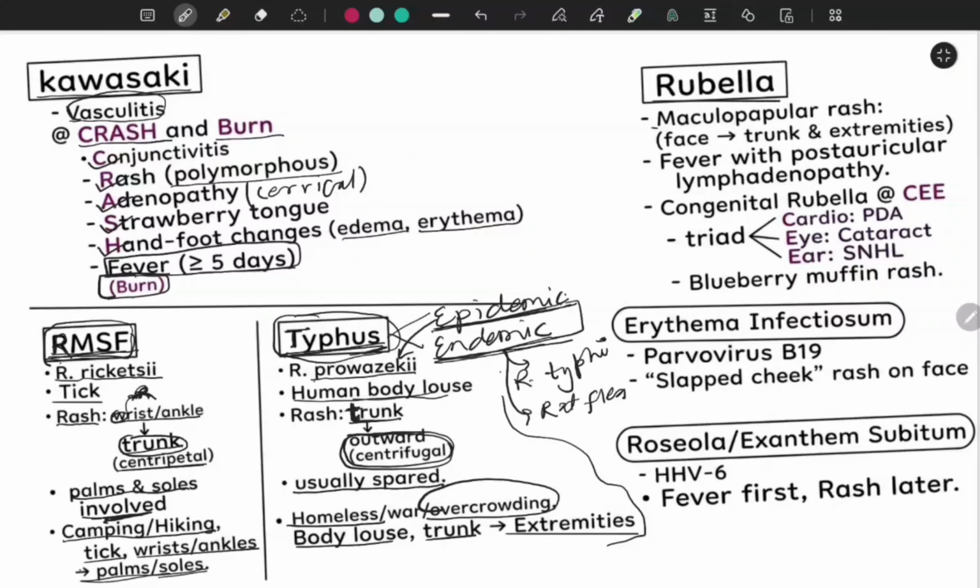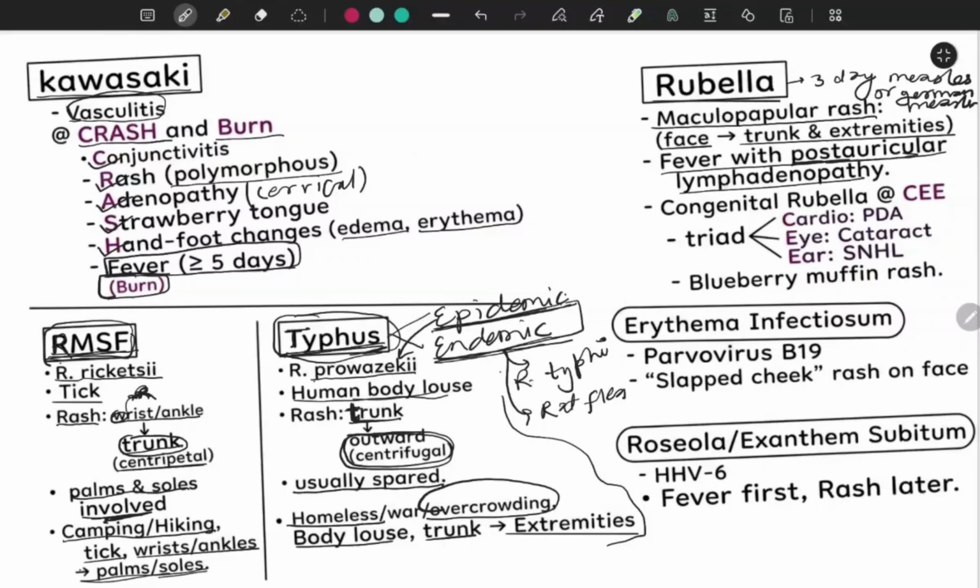Rubella. The rash is typically a fine maculopapular rash. First starts on face and then spreads to trunk and extremities, same like measles. And in rubella, the rash typically persists for 3 days and then disappears. That's why it is also called 3-day measles or German measles. There is fever with post-auricular lymphadenopathy.